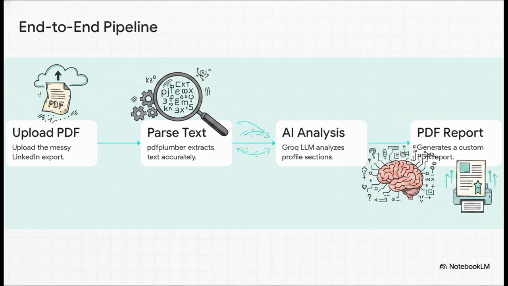Section 3. Under the hood. Let's walk through the user journey, which is a beautifully seamless 4-step process. First off, users don't have to painstakingly copy and paste their entire life history. They just upload the famously messy PDF export that LinkedIn natively generates. From there, pdfplumber steps in to extract text accurately from that incredibly tricky format. Then, the Groq large language model jumps in to analyze that extracted data. And finally, it generates a custom, polished PDF report. It's a completely automated flow from start to finish.